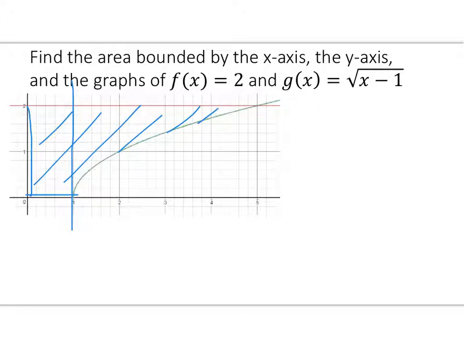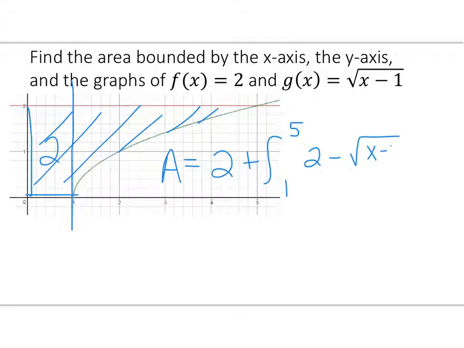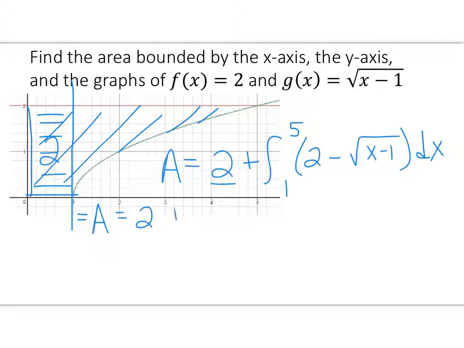Now our first area is just a rectangle, so I can just know that that area is 2. So to get my total area, I'm going to do 2 plus the integral from 1 to 5 of 2 minus the square root of x minus 1 dx. Right, and this 2 is just this little region over here. I could also integrate from 2 minus 0 dx from 0 to 1, but because it's a rectangle, I can also use my geometry.